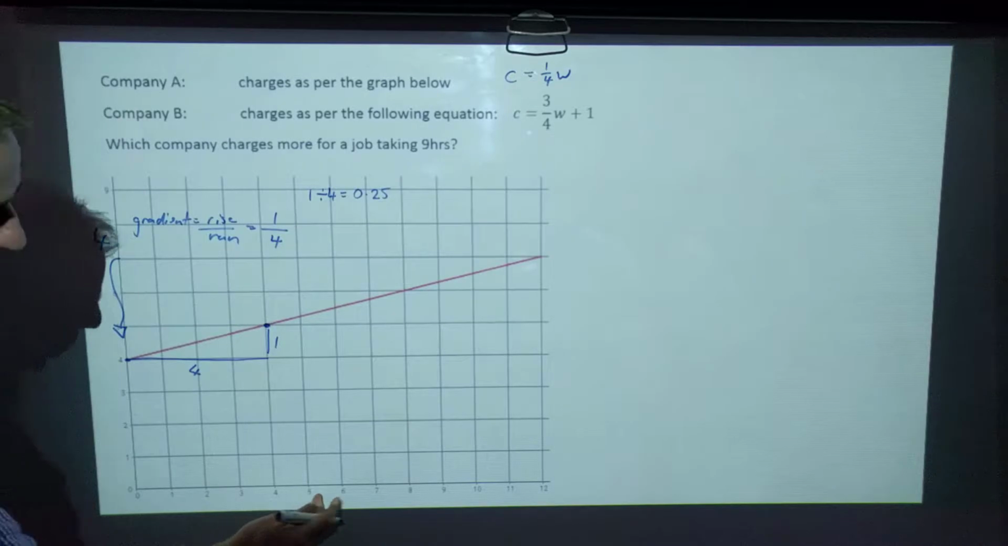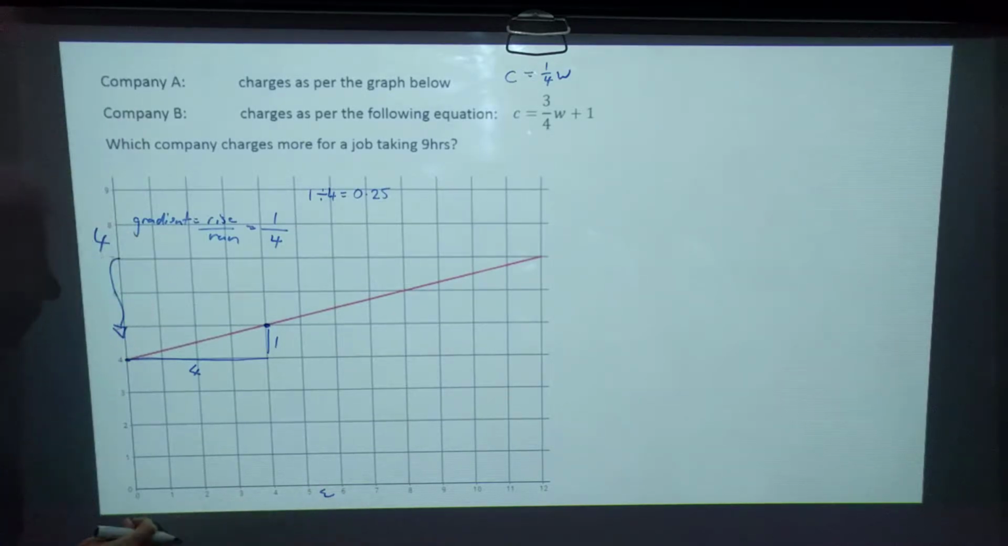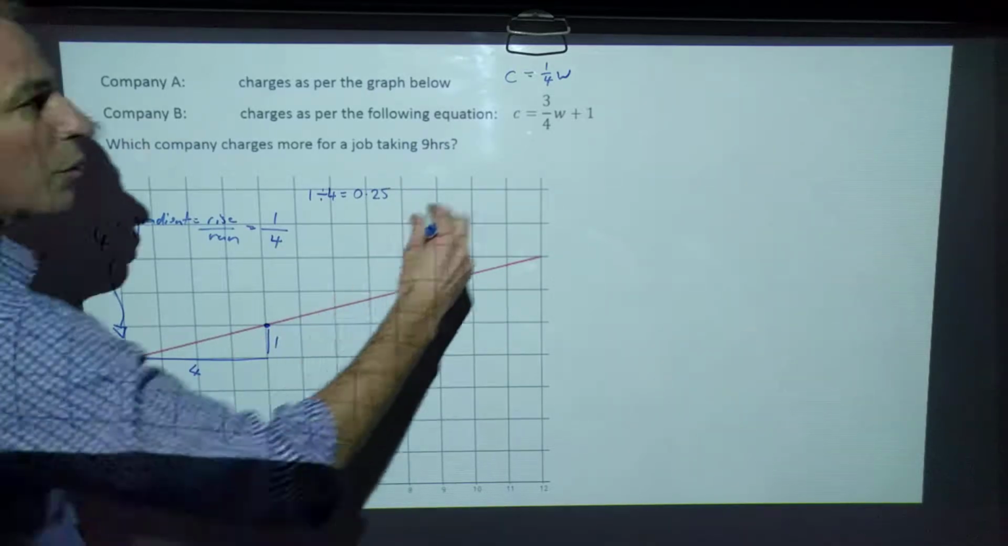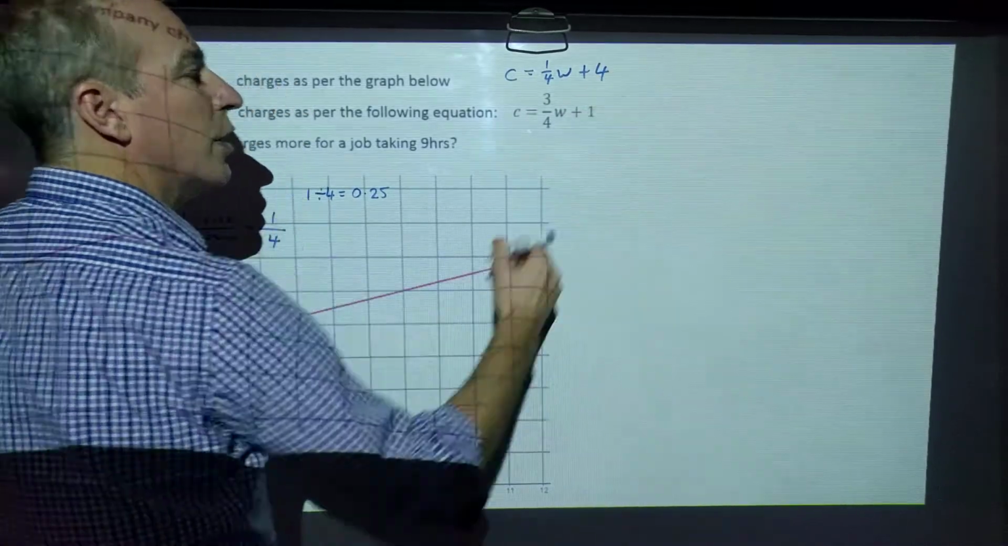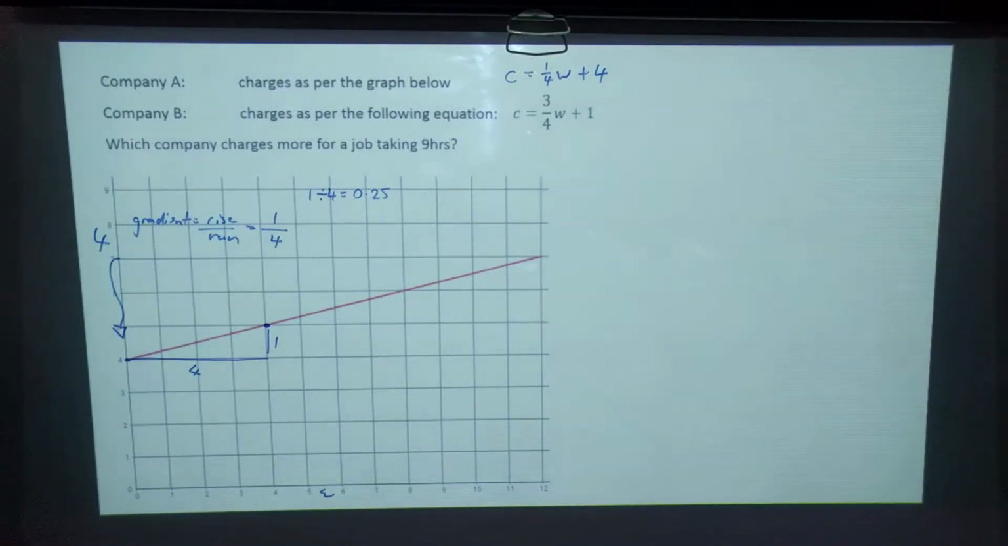W is the units, which in this case is along the bottom. Okay, and at what point is it crossing the y-intercept? It's at 4. So we put plus 4. So that's one of the things that we need to be able to do. We need to be able to create an equation.